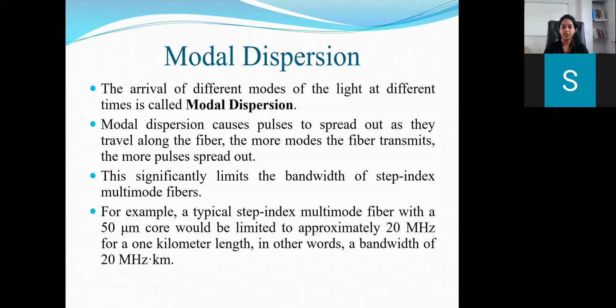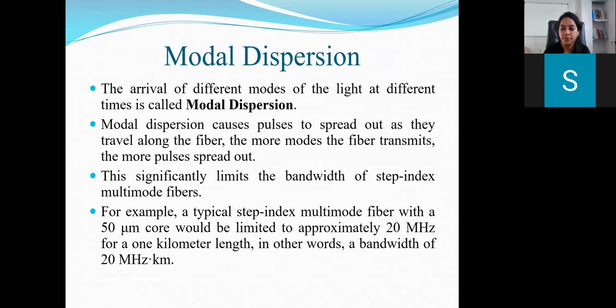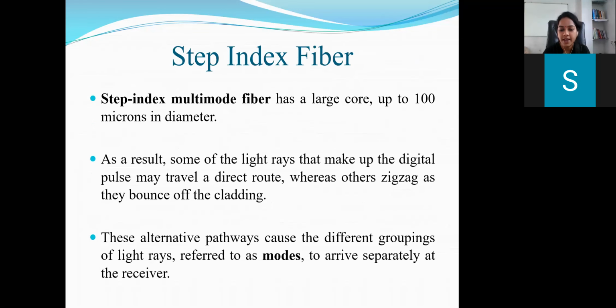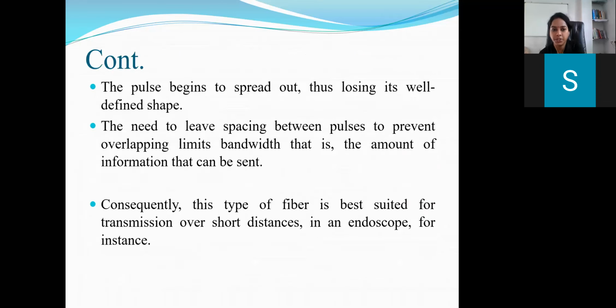Now what is modal dispersion? As you all know, if there is a dispersion, it will have losses. The arrival of different modes of light at different times is called modal dispersion. Now modal dispersion is one of the factors which we don't require in optical fiber communication. Now here modal dispersion is there, and this is how we have step index and graded index fiber optic communication.